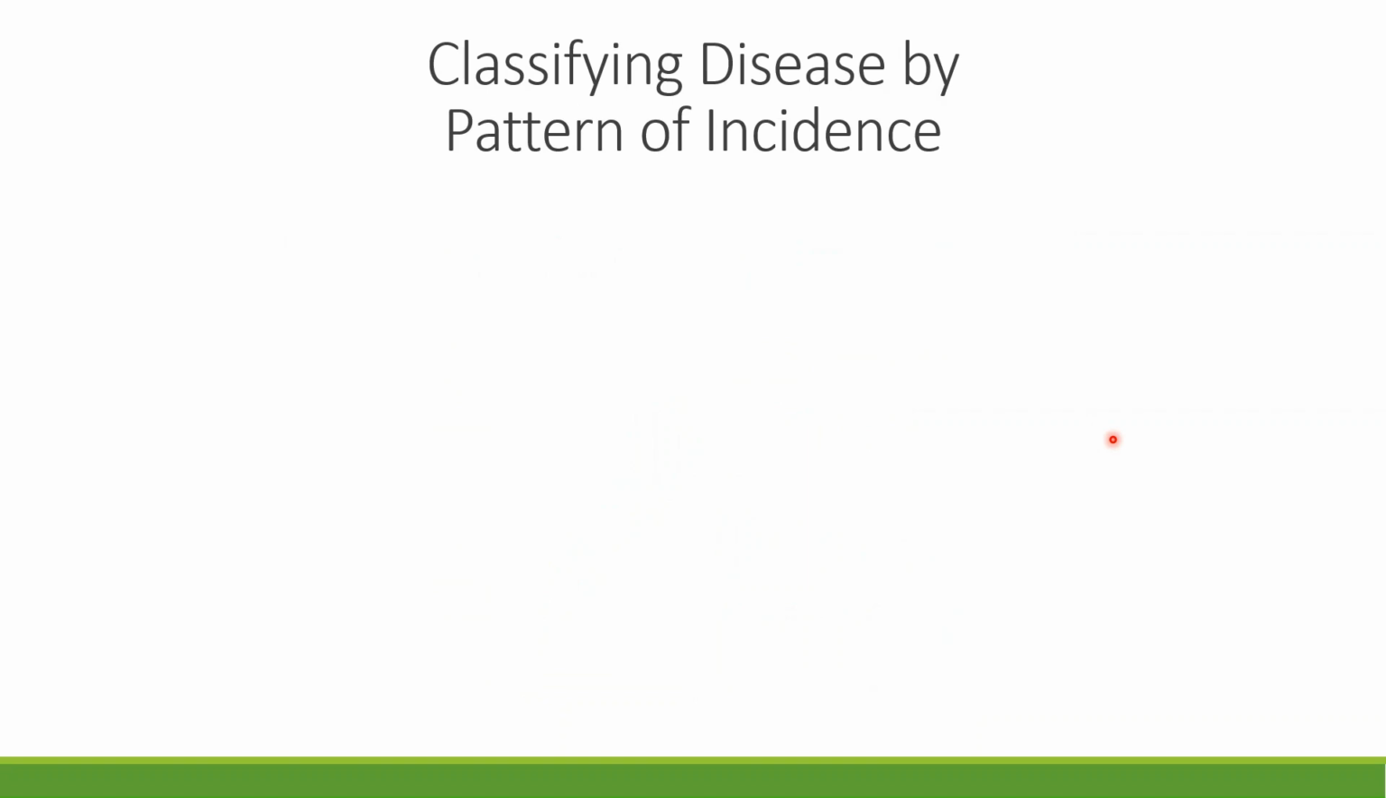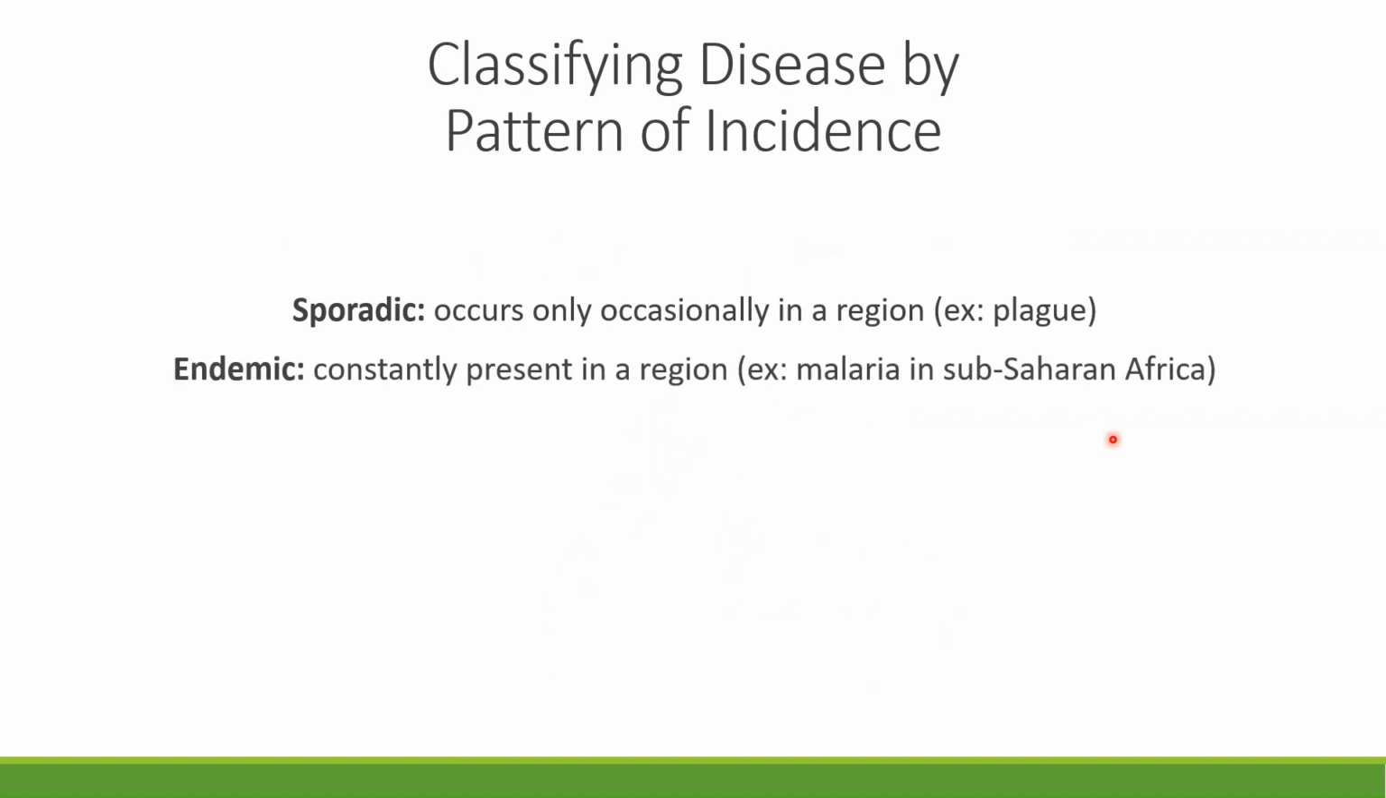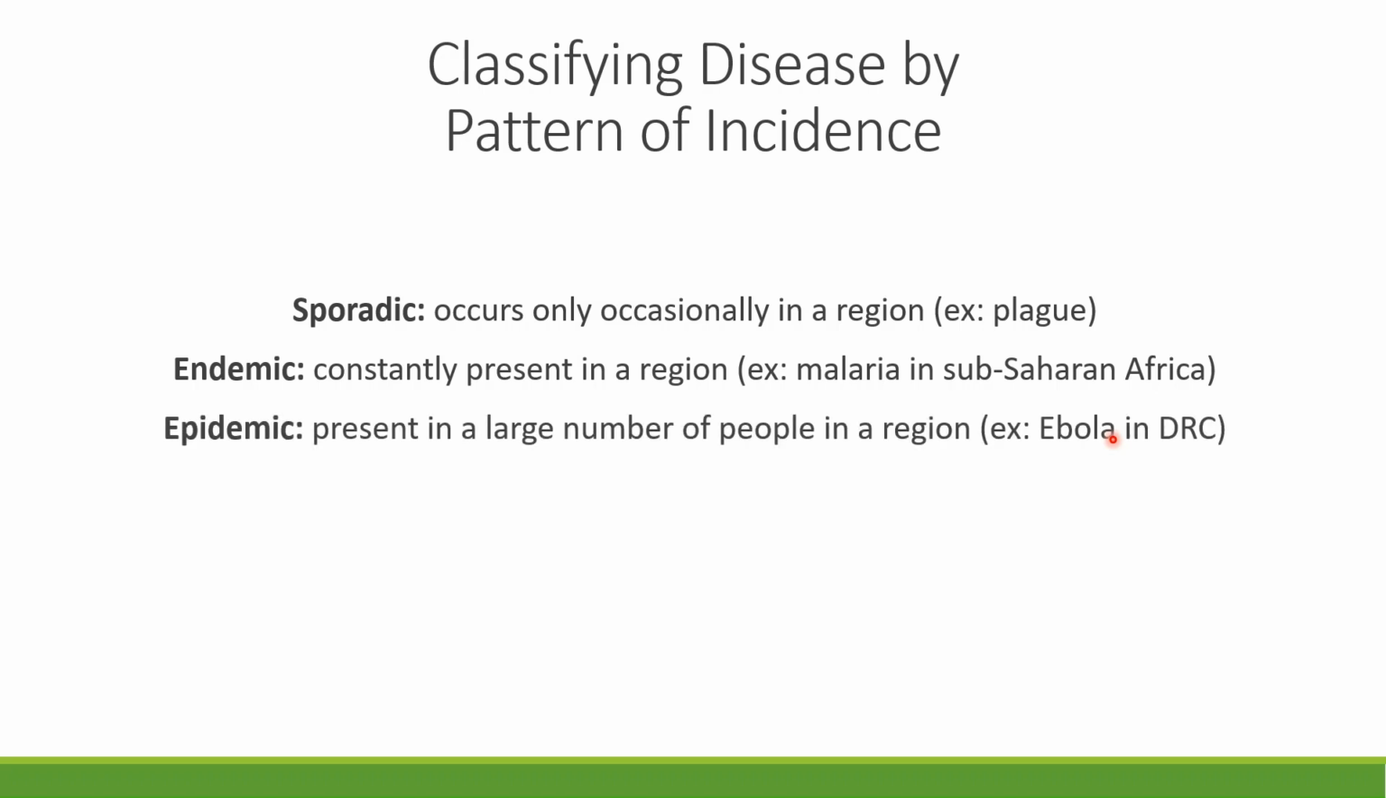Remember, incidences are new cases, and we can break them down as sporadic, so they occur only occasionally in a region. So, for example, plague, something that happens just occasionally. Endemic means that they're always present in a region. So, malaria in sub-Saharan Africa. Epidemic is when it's present in a large number of people in a region. So you might have Ebola that's epidemic in the DRC.